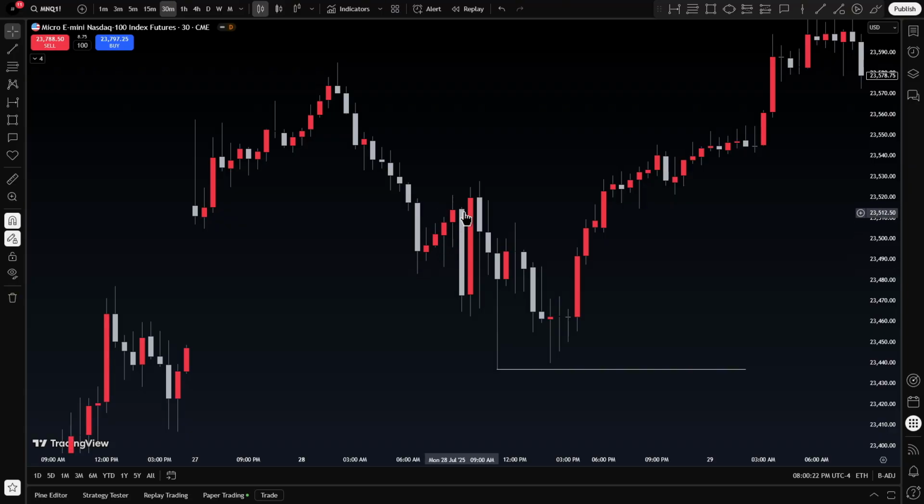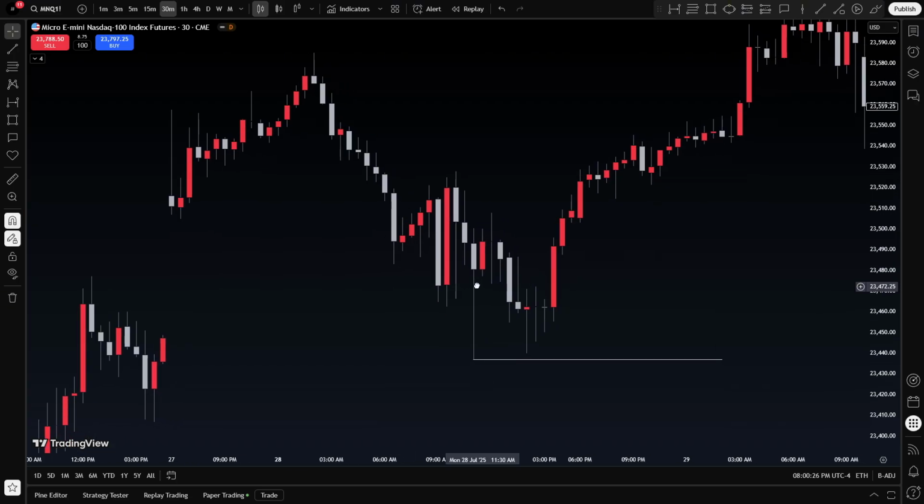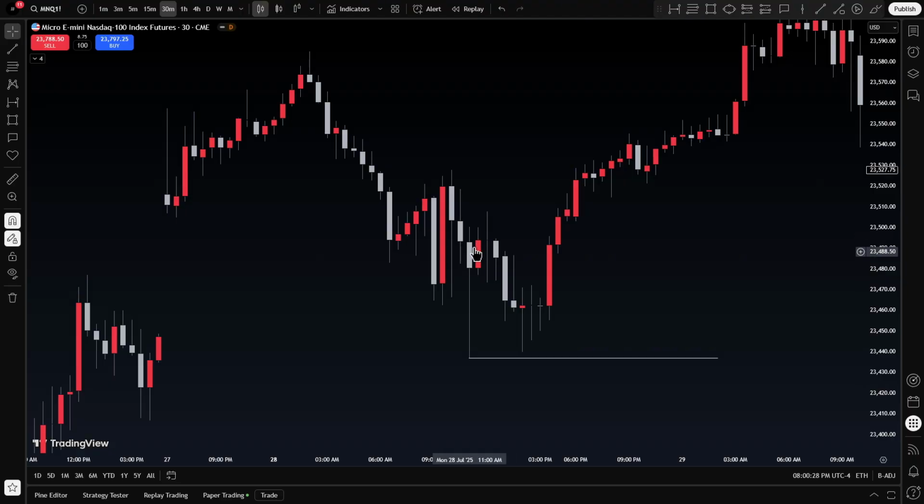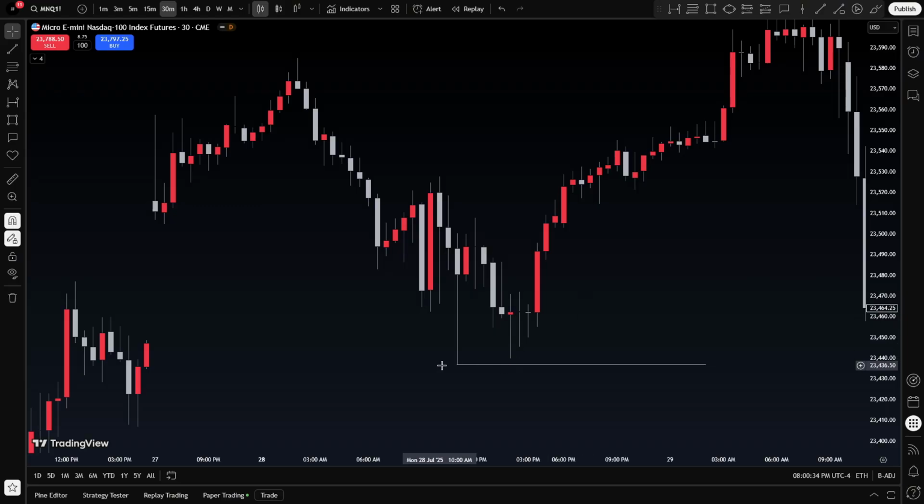Price is consolidating for about, what is this, 3 hours? I think 3 hours of a consolidation. The swing is created. It proceeds to not necessarily consolidate, but move very slowly, which I would still consider a consolidation. So this causes this swing to be defended.